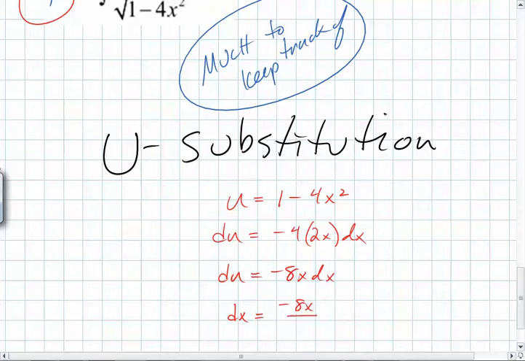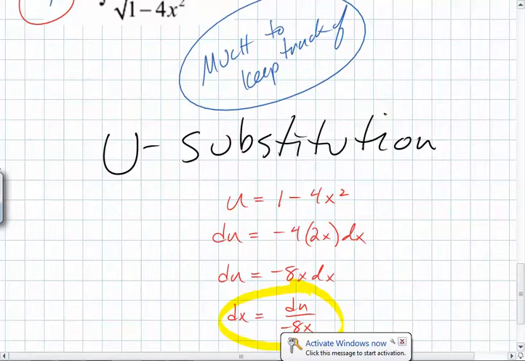Negative 8x over what? du. We're just isolating it right now. Do you see that? I divided both. Oh, excuse me. I can almost do basic algebra. du over negative 8x. Okay, so why does that help me?